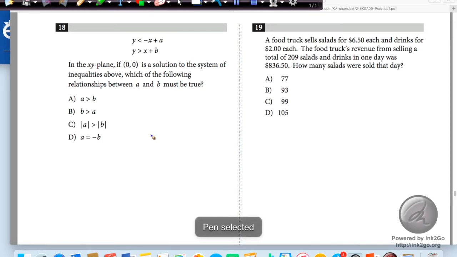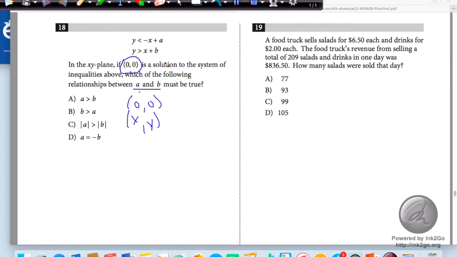Problem 18 states, in the xy plane, if (0, 0) is a solution to the system of inequalities above, which of the following relationships between A and B must be true? Now notice that (0, 0) is a solution. So that means that x and y can both be equal to 0. If I take x equals 0 and y equals 0 and plug them into the inequalities above, that might better describe the relationship between A and B, because I'm noticing that in the first equation I have A and in the second equation I have B. So let's do that.